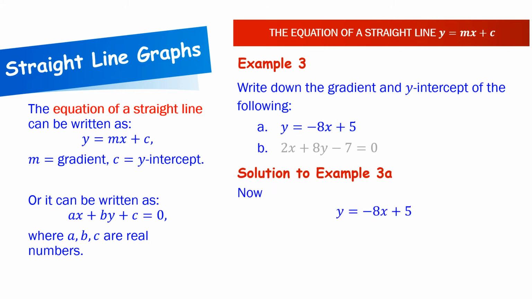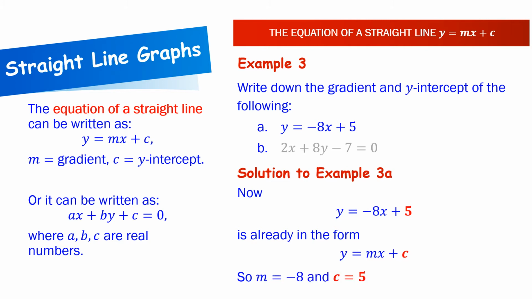Now y equals minus 8x plus 5 is already in the form y equals mx plus c. So the gradient m equals minus 8. And the intercept c equals 5.